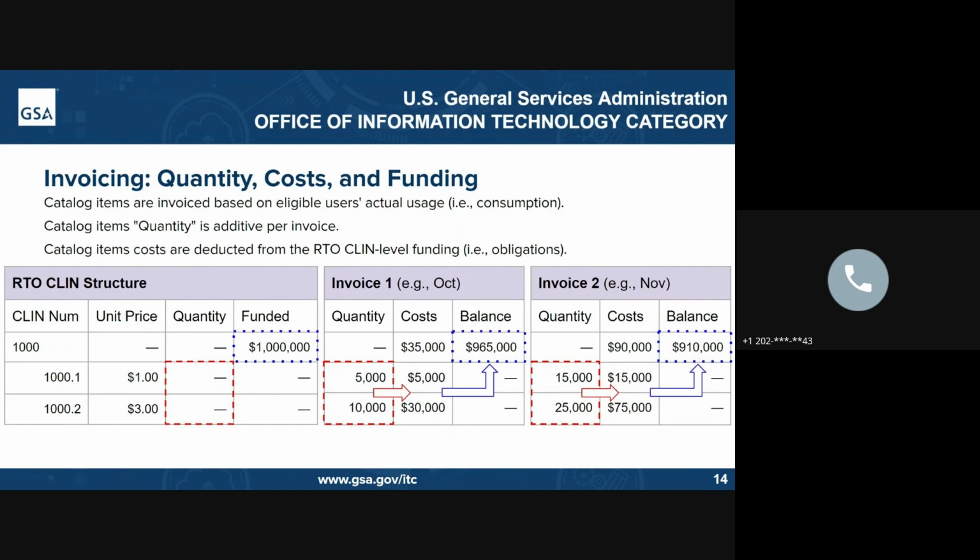And in this case, you could execute an optional CLIN, or you could add additional funding based on your specific agency's funding policies and continue to execute accordingly. But the main item here to indicate is that, again, the quantities are additive over the period of performance, and the funding is always dispersed from the top level CLIN or the requirements task order CLIN.